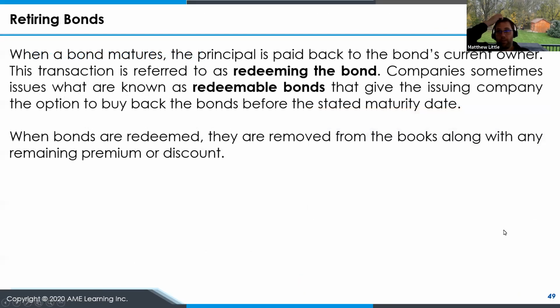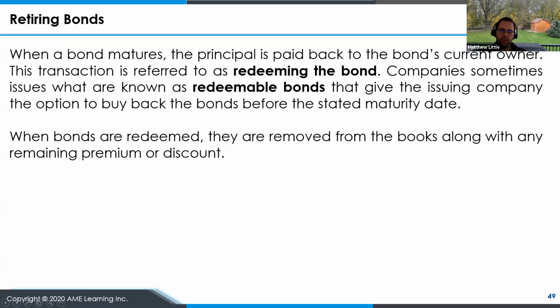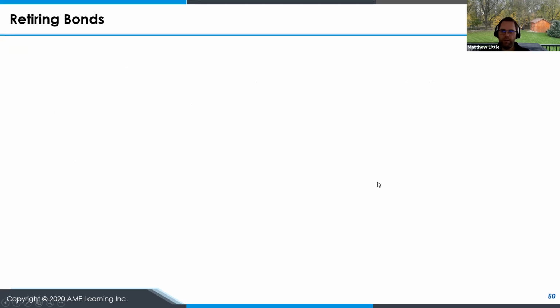Okay, now when the bonds are retired, it's known as redeeming the bond. So a bondholder very often redeems the bond, and they're able to pay them back. What we're trying to say there is if we redeem them before the date of maturity, because we issued a redeemable bond, we have that option. We have to clear out any remaining premium or discount. So obviously, if we get rid of the liability, we have to get rid of the premium or discount associated with the bond.